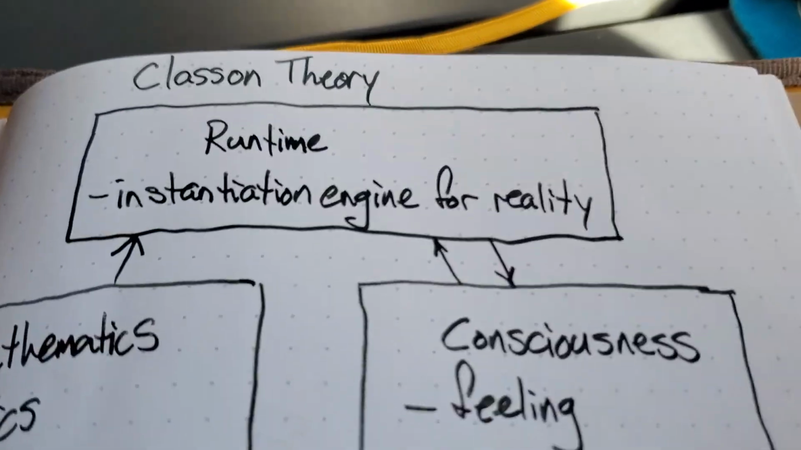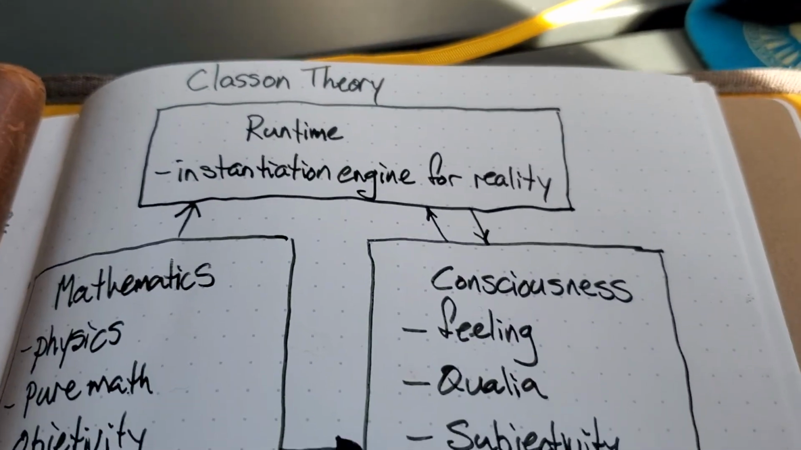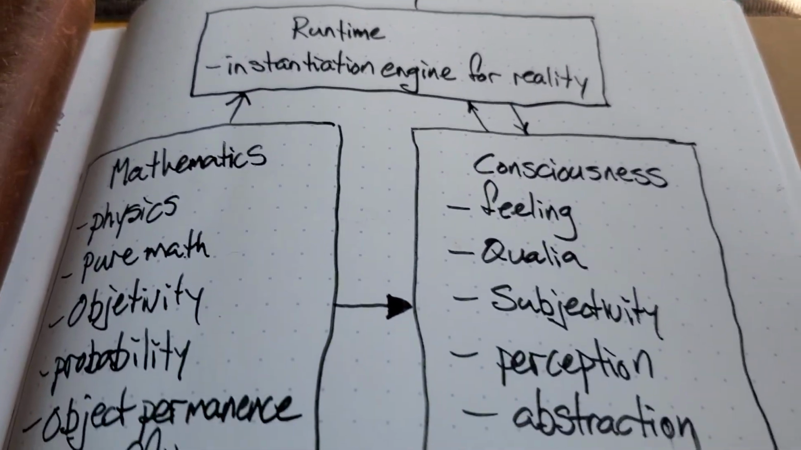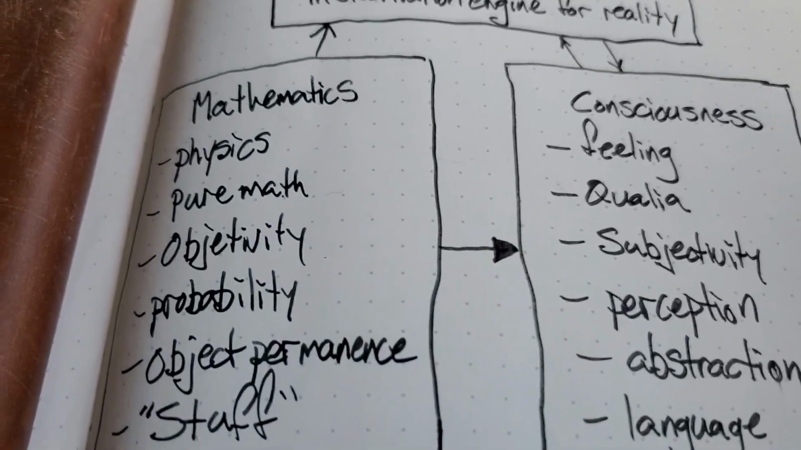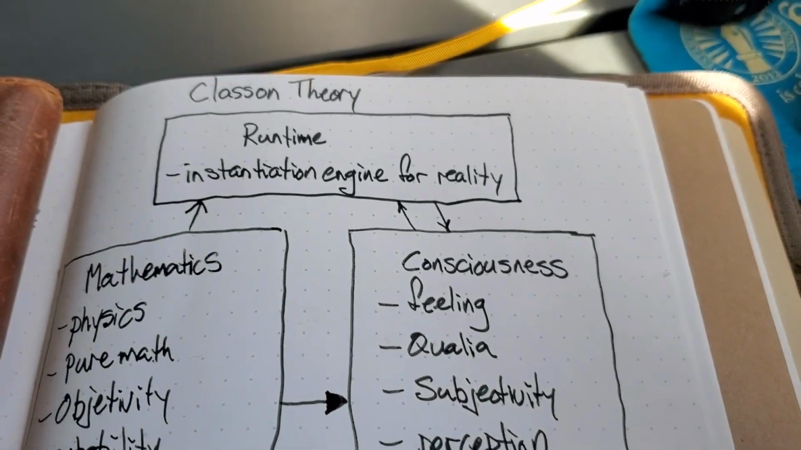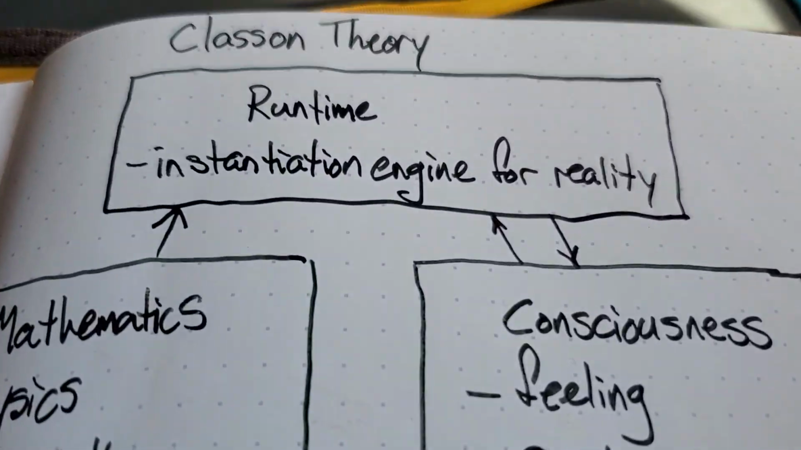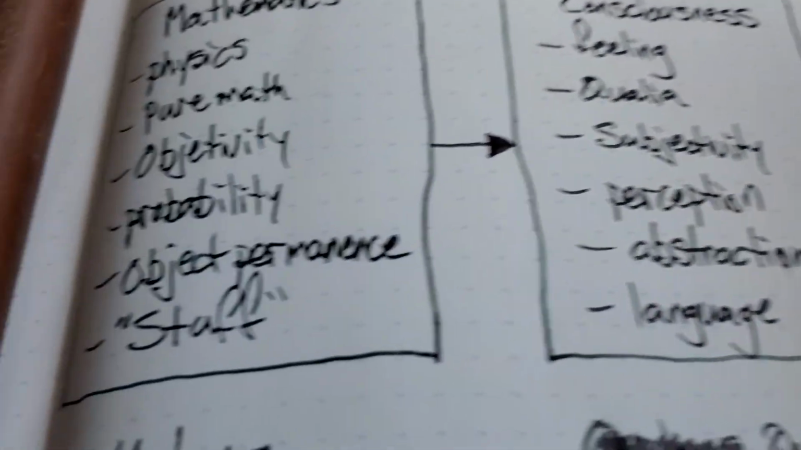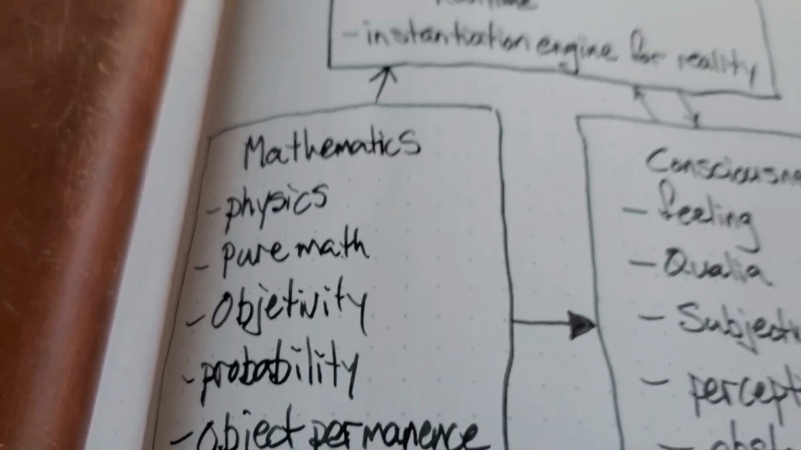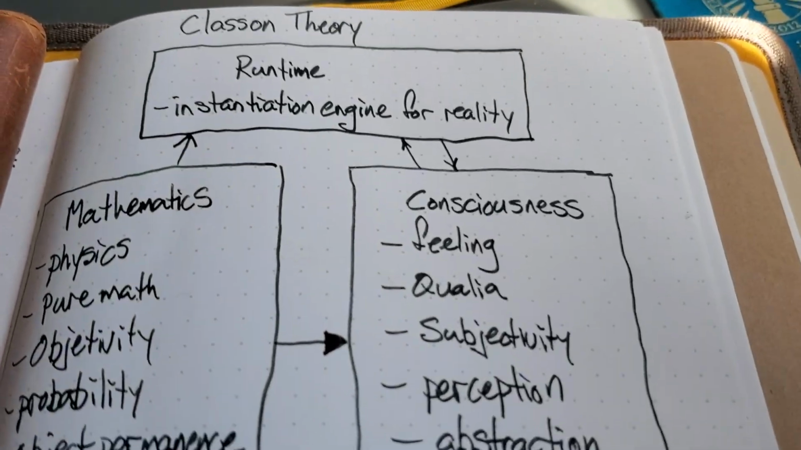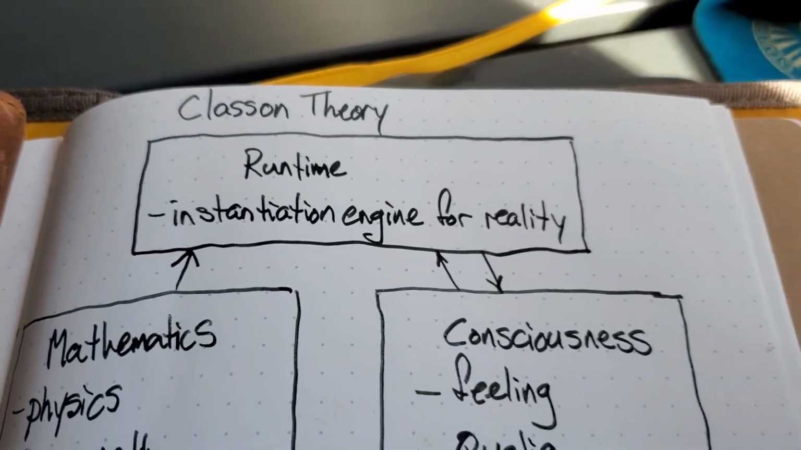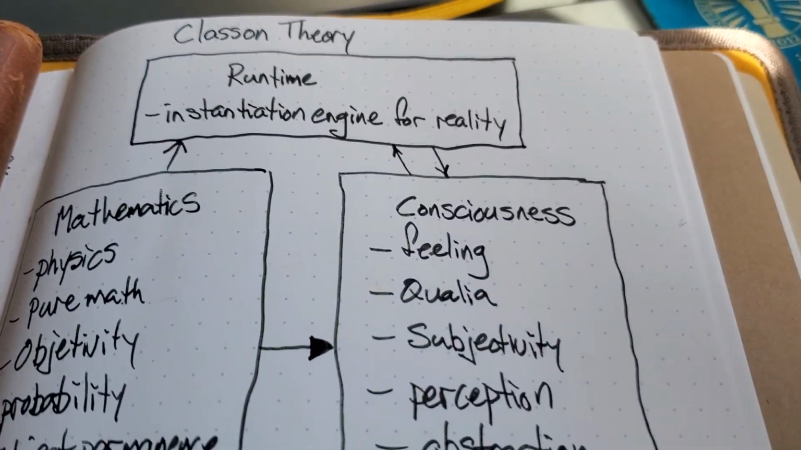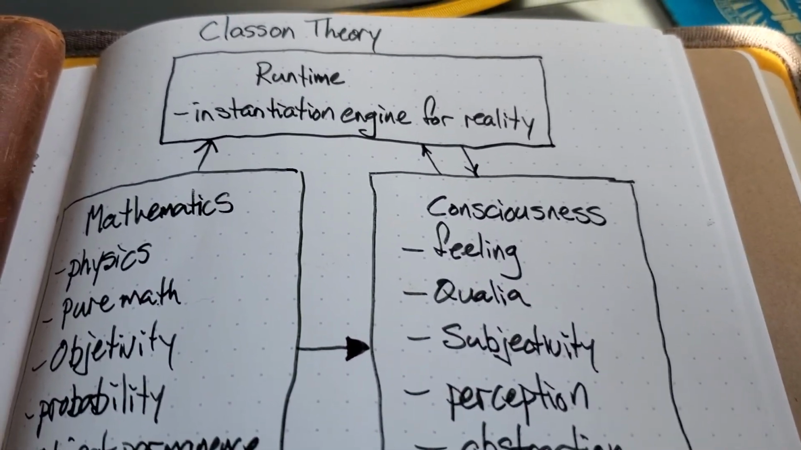Well, what I'm calling the runtime is the instantiation engine for reality. So it takes all of the stuff of the universe and consciousness and turns it into a lived experience in this particular moment. So a consciousness picks up a coin, which is a thing over here, flips it in the air. The runtime is the thing that determines whether it's heads or tails. That's the best way that I can describe it.